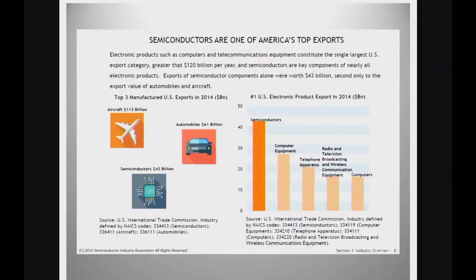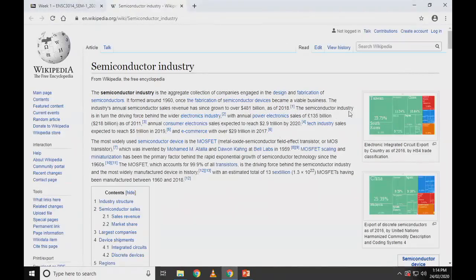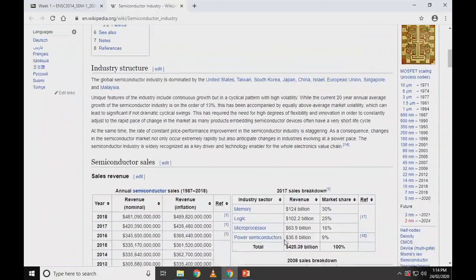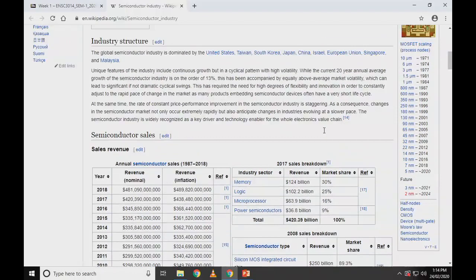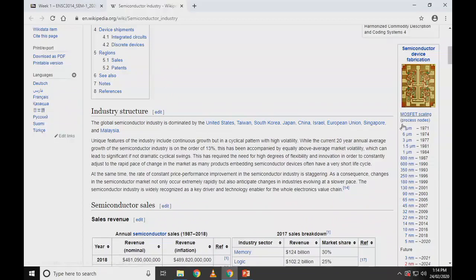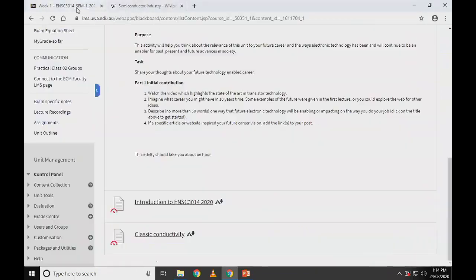Okay, let's move on from this. We've pretty much touched on this already. There's an interesting website or Wikipedia page on the semiconductor industry you might want to look at. It goes through and shows the countries that are producing the technology. It talks about the revenue, see 480 billion in 2018. It shows some of the memory distributions. You might want to look at that, and we'll come back to this part a little bit later. Let's get back to my PowerPoint.